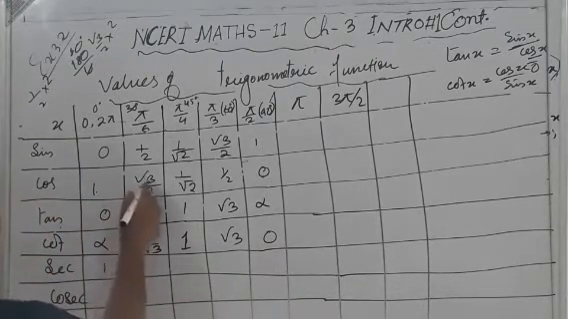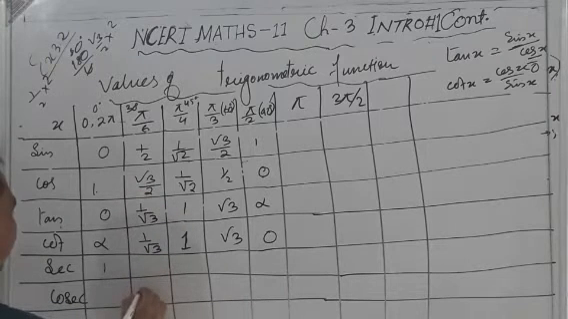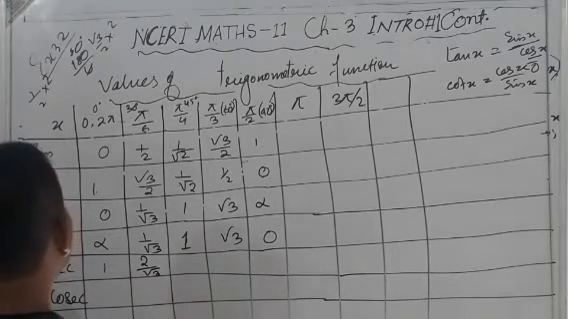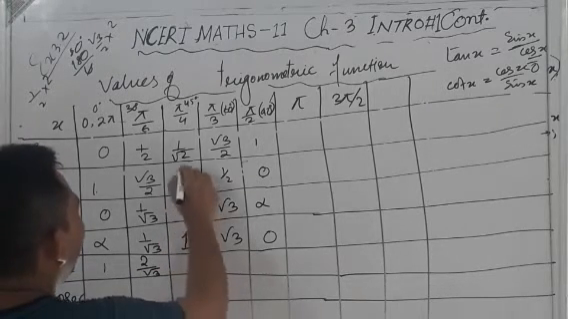And then next one. Sec x. This one. 2 by root 3. 2 by root 3. Third one. This is 1.